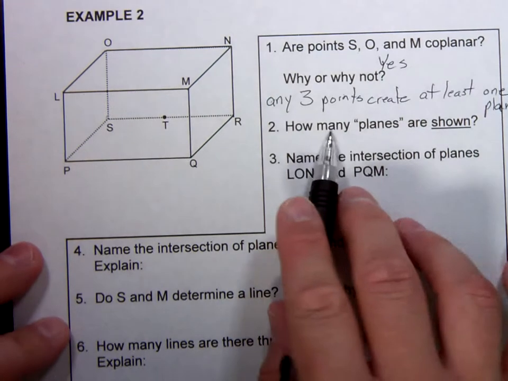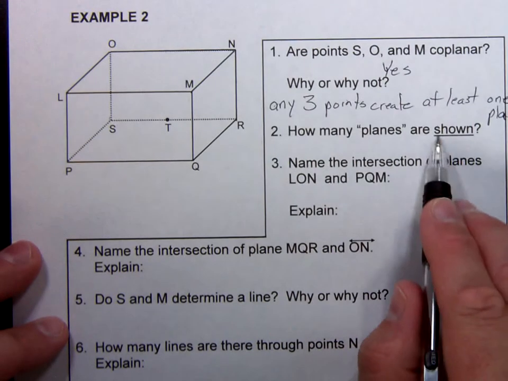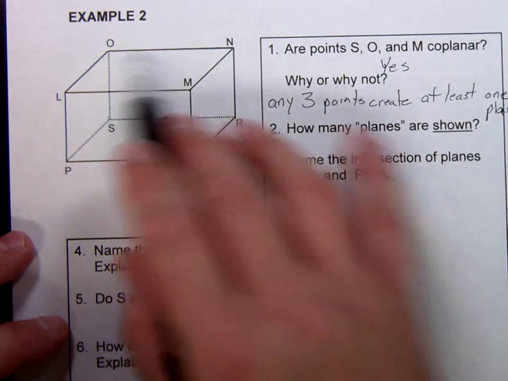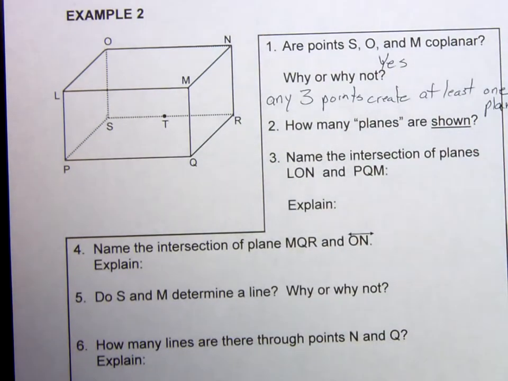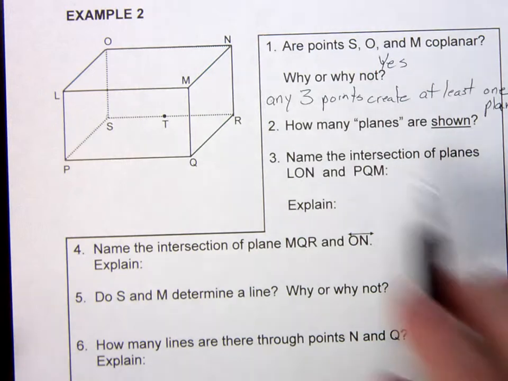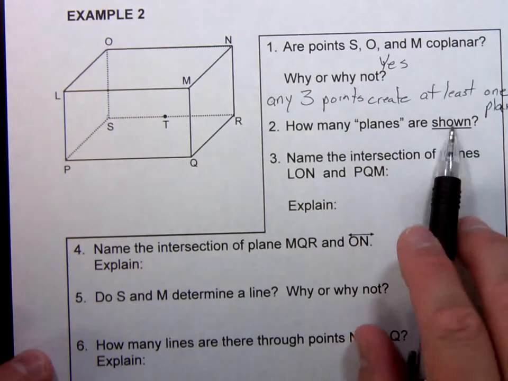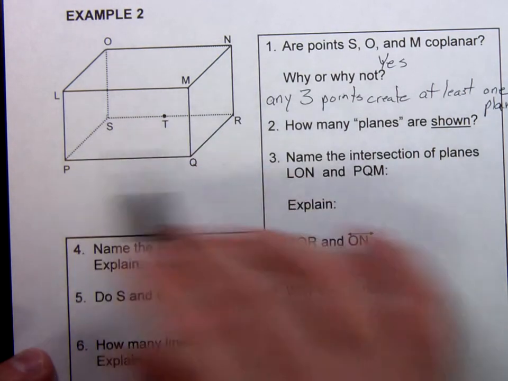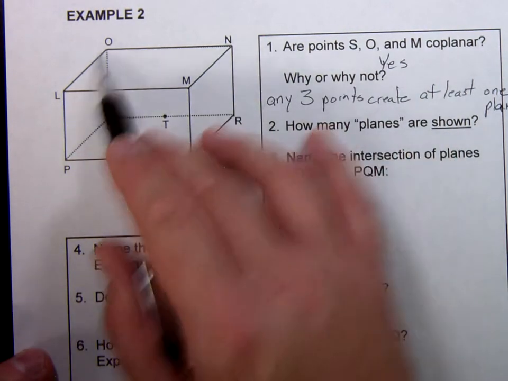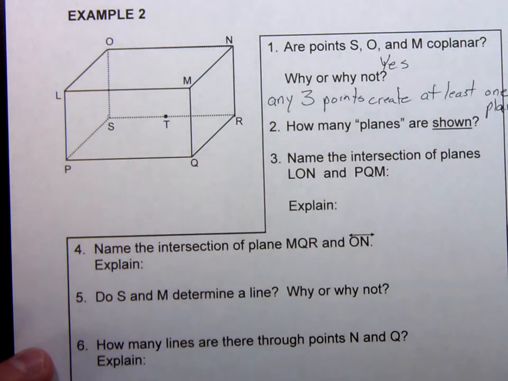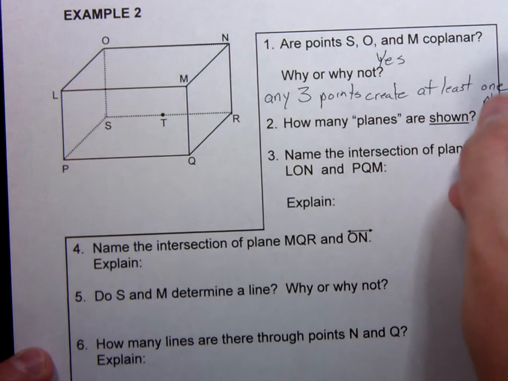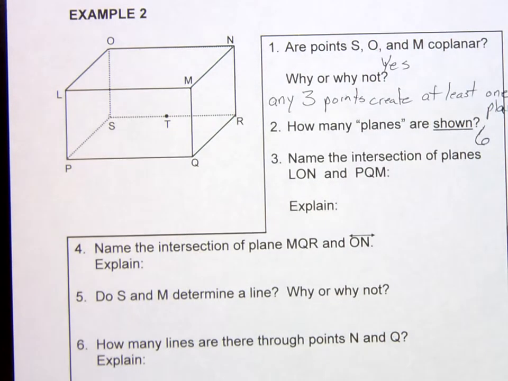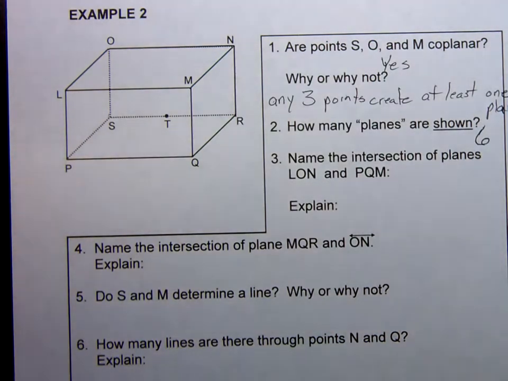How many planes are shown? Now here's the key right here. I just talked about a plane that exists through S, O, and M, but it's not drawn in the picture. This asks how many planes are shown. Well, we had the top, the bottom, the front, the back, the left, and the right. So that is 6 planes that are shown in the picture. That doesn't mean there couldn't possibly be more, but there's 6 that have been shown to us, already drawn in the picture for us.